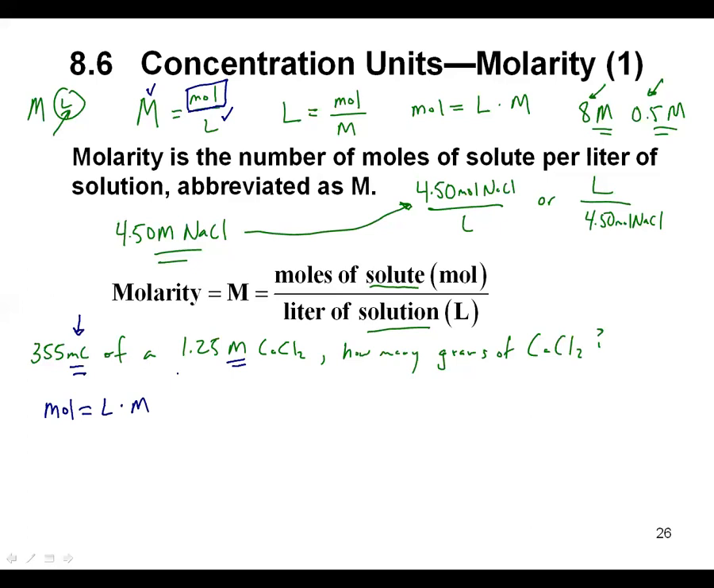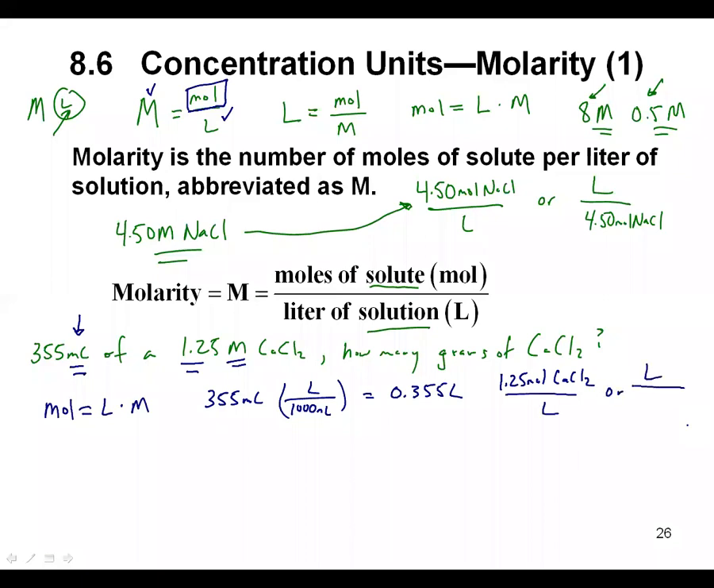So the first thing we want to do is take our 355 milliliters. There's 1,000 milliliters in a liter. That gives us 0.355 liters. So that part's good. Now, when we have something that is 1.25 molar, that becomes 1.25 moles of calcium chloride in a liter of solution. Or again, you could use it as a conversion factor in the opposite way, a liter over 1.25 moles of calcium chloride.